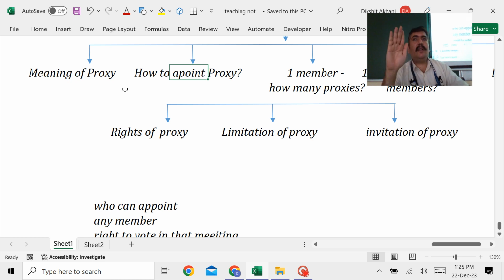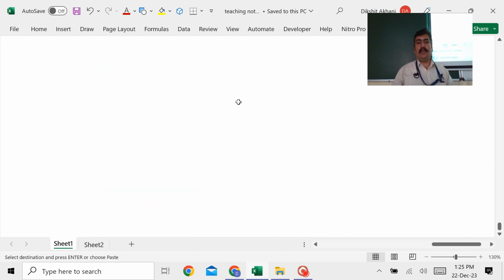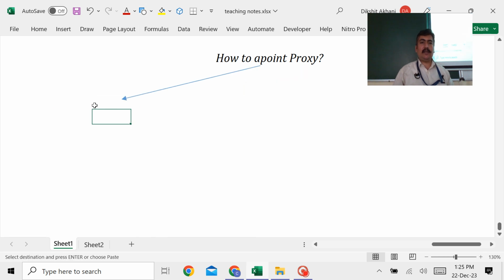Definitely they should have some documentation, records, some evidence. The document we have to submit to the company is known as proxy form. So if we take this question, how to appoint proxy, the answer is just by way of filing the proxy form.